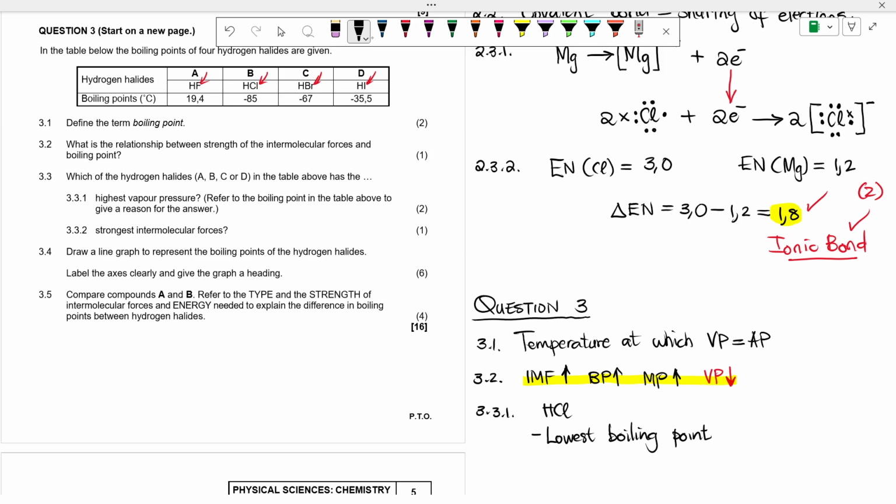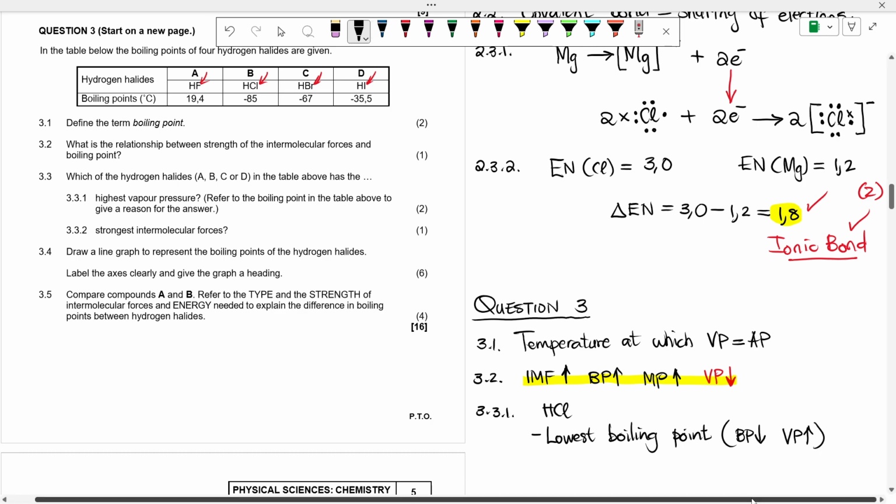And if you wanted to justify your answer, you're going to say boiling point. If boiling point is low in this case, it means vapor pressure is high, due to inverse proportion. So that's how you can justify it, just to make sure that you do get the mark. Which one of the hydrogen halides has the strongest intermolecular forces? Which one do we pick?